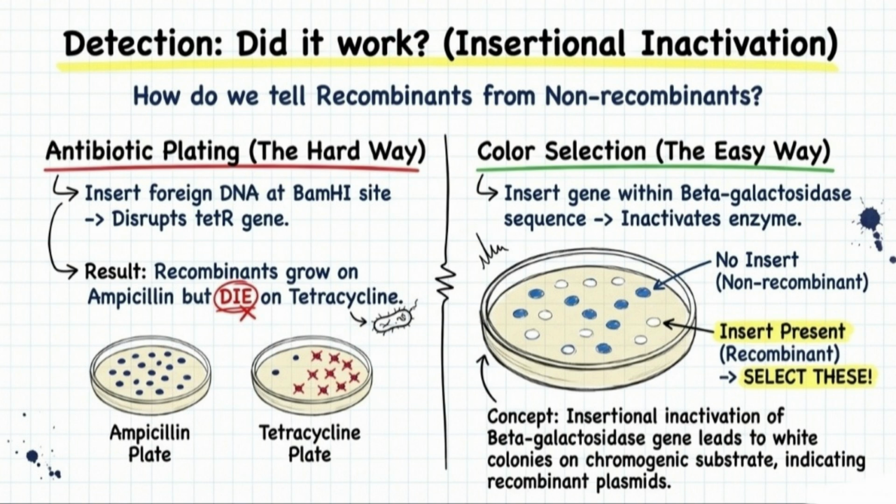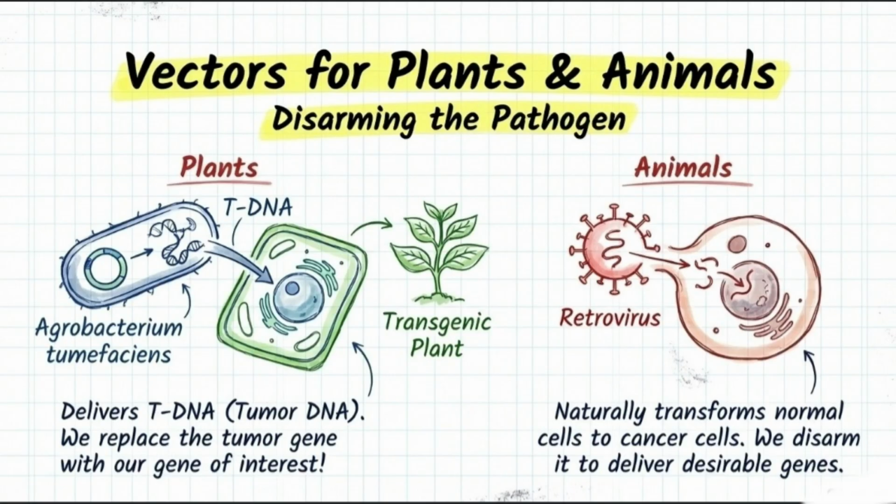Easy, clear, fast. Concept summary: insertional inactivation helps us identify recombinant plasmids. If a gene is disrupted due to foreign DNA insertion, its function is lost, and that loss helps us detect recombinants. Next topic: vectors for plants and animals, disarming the pathogen.